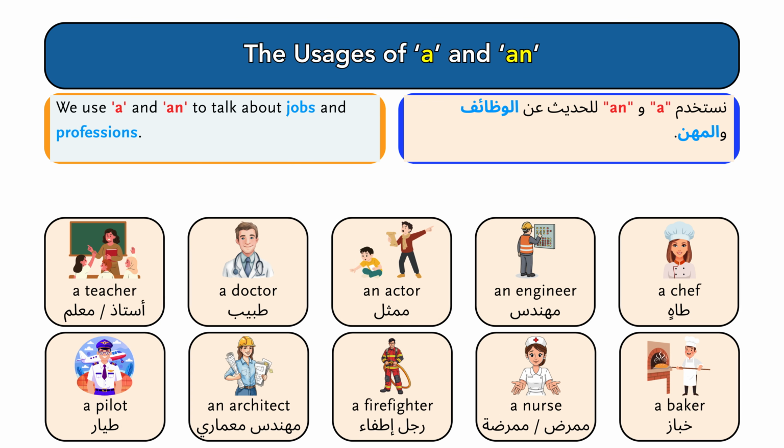Let's see another usage. We use a and an to talk about jobs and professions. For example, a teacher, a doctor, an actor, an engineer, a chef, a pilot, an architect, a firefighter, a nurse, a baker.